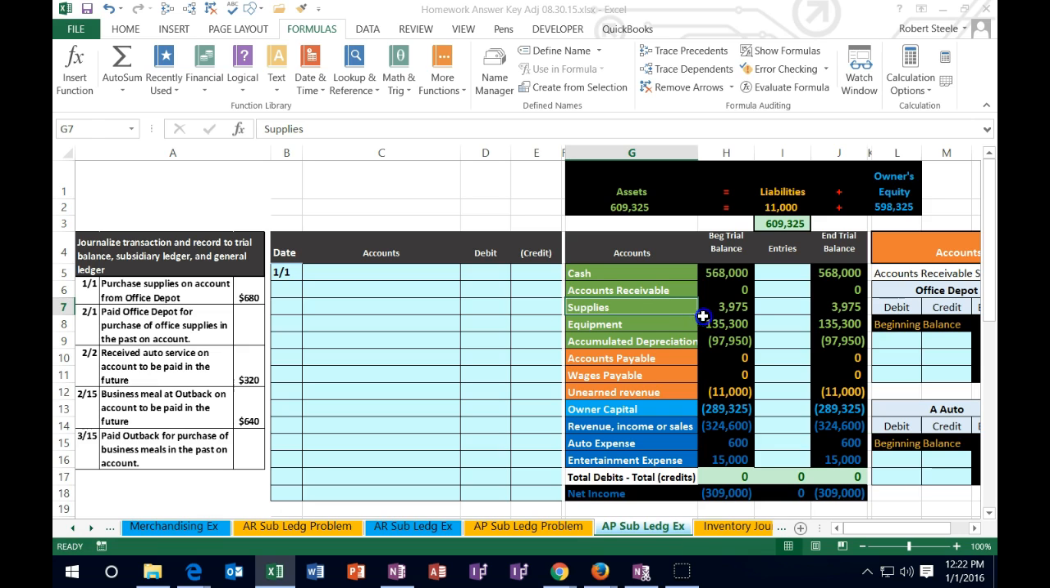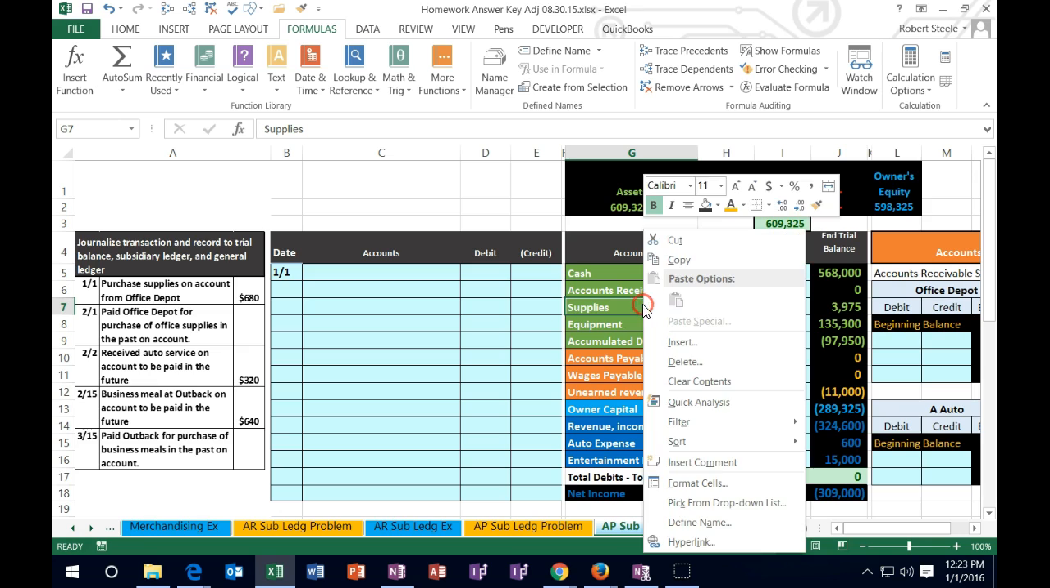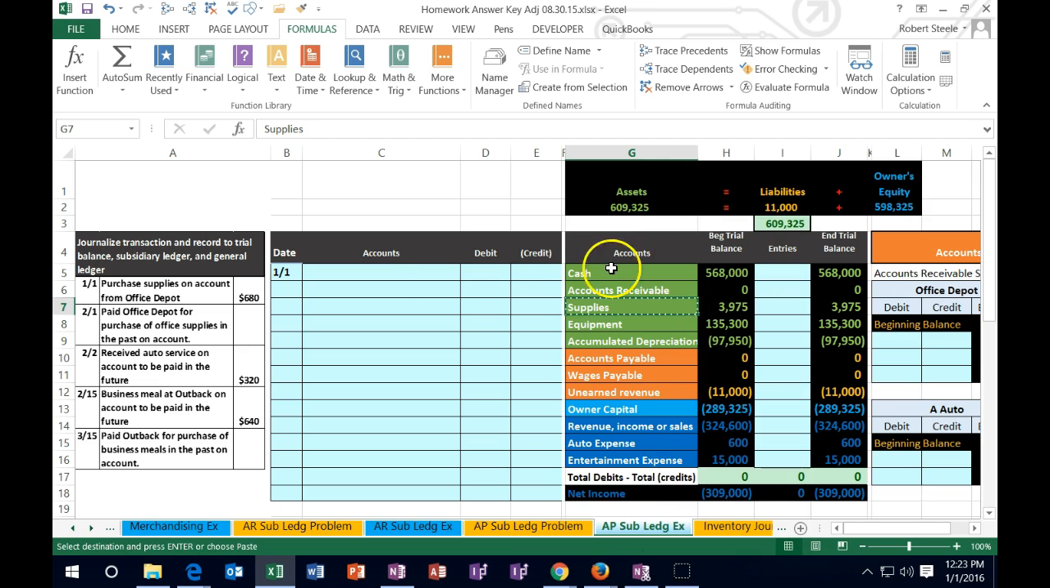It's an asset. Assets have debit balances. We got more of it. Therefore, we need to make it go up. How do we make something go up? We do the same thing to it, which in this case would be another debit. So I'm going to debit that. I'm going to put my cursor in G7, right click and copy that account. Then put our cursor in C5, right click and paste it 1, 2, 3. So I'm going to paste that there.